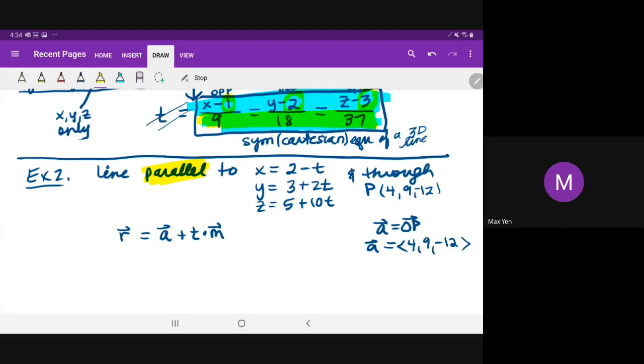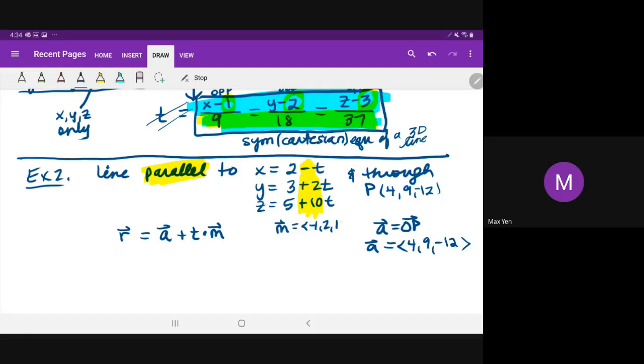Okay. So numbers in front of T. Let's just highlight those. It might be nice to bring a highlighter for some things like this. So it's the numbers in front of T. Now that's the slope vector, right? Isn't that the slope vector of this one?